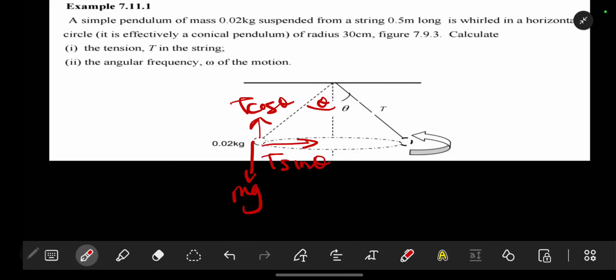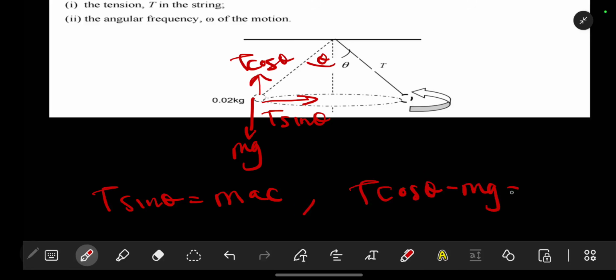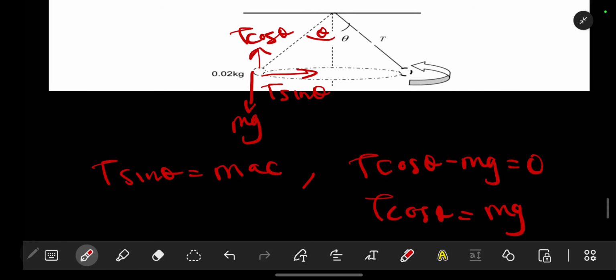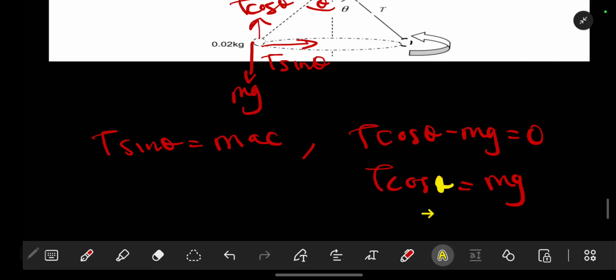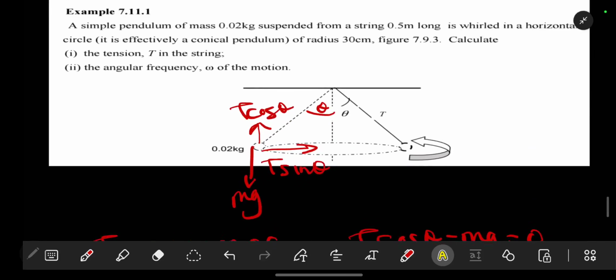Now, what do we want? We want the tension T. So knowing that, we can find the T sine of theta to be equal to mv squared over r, or we can find our tension cosine of theta minus our mg should be equal to 0. So we have our T cosine of theta should be equal to mg, like that. Now, we don't have the angle, but you must analyze, are you able to find the angle before you go any further?